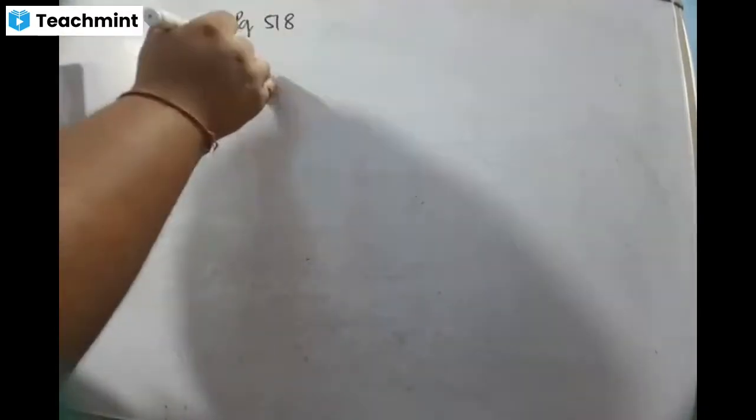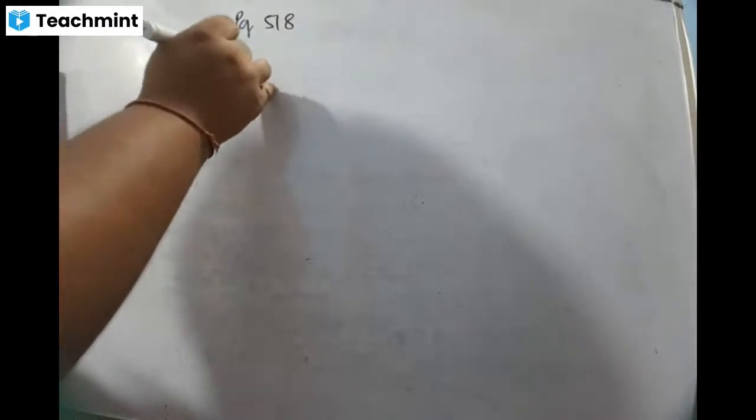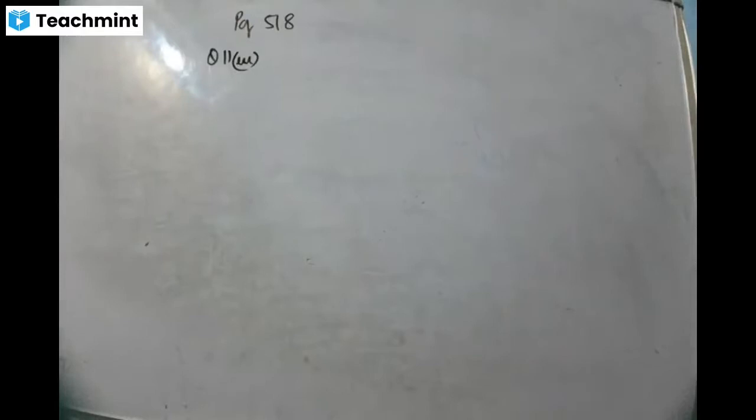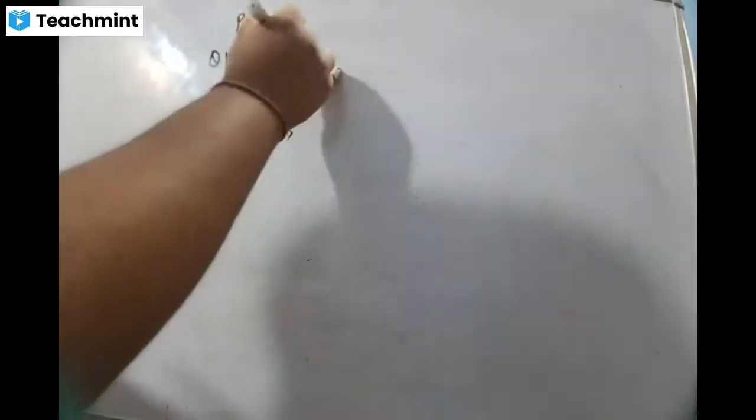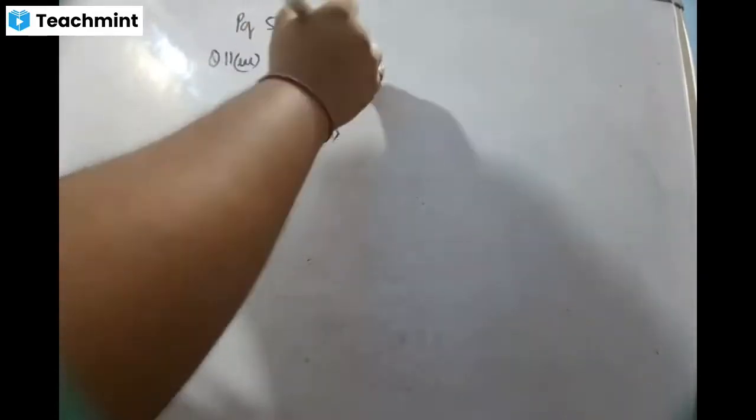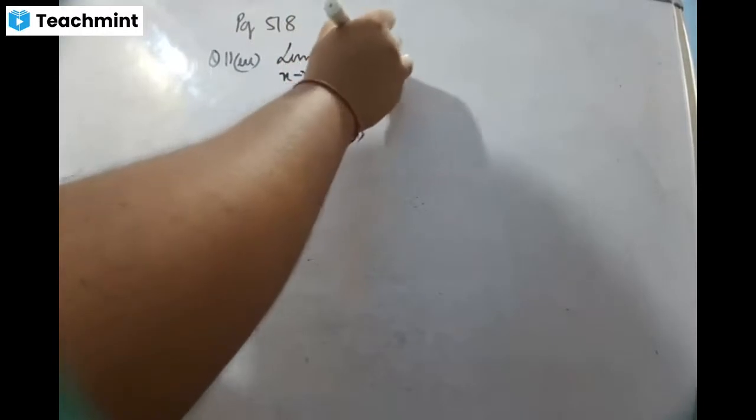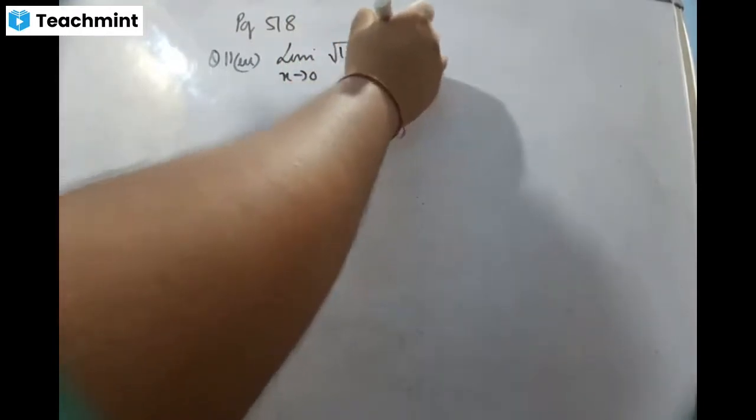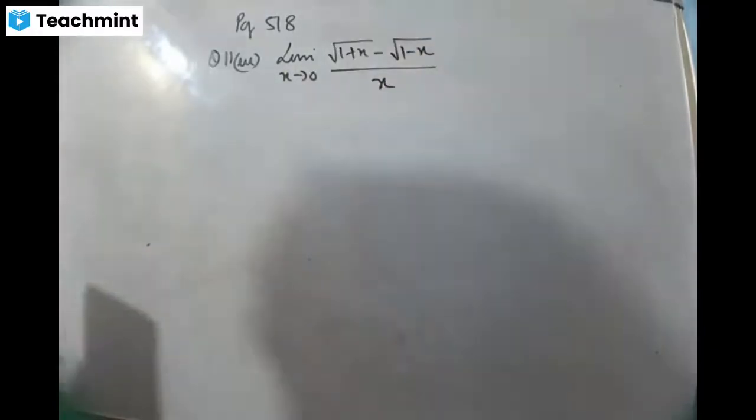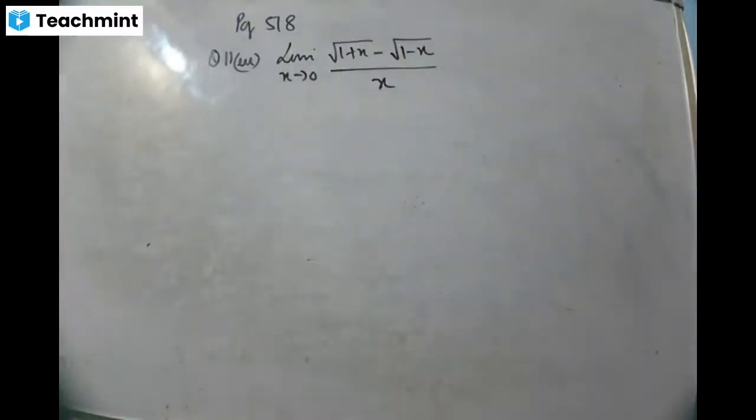Okay, so this is page number 518, question number 11, subdivision 3. The question is, everyone look at the board. Limit x tends to 0, (under root 1 plus x minus under root 1 minus x), divide the whole thing by x. Now put the value of x in the denominator.